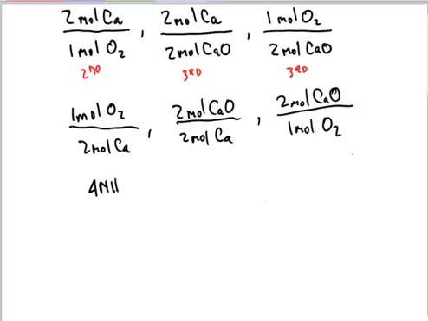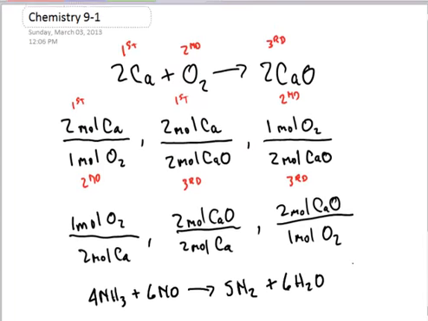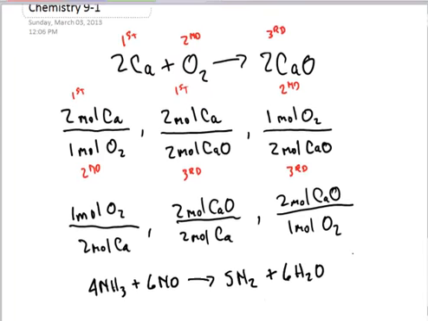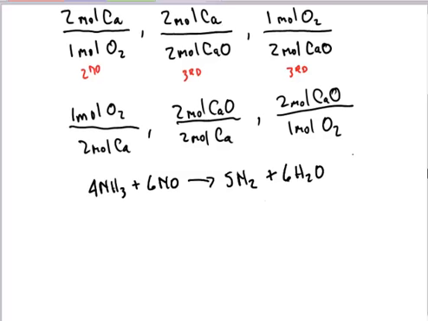We have 4NH3, that's ammonia, plus 6NO, that's nitrogen monoxide, yields 5N2 nitrogen plus 6H2O. Now here you'll notice that we have 4 elements in our equation. In this first one we only had 3. Now we have 4. That means there's going to be more possible ratios. All right, and I'm not going to label these like I did first, second, but you've got the 4NH3 is the first one, 6NO is the second, 5N2 is the third, and 6H2O is the fourth.